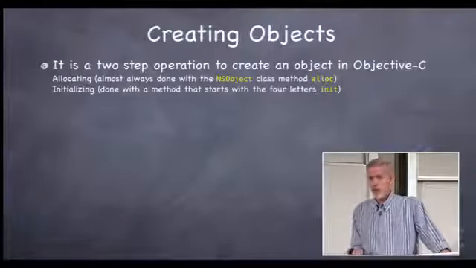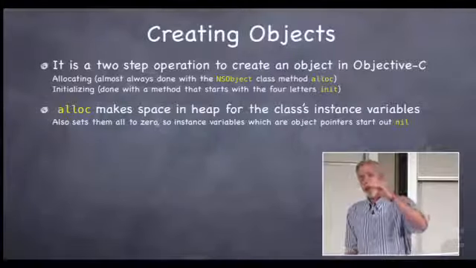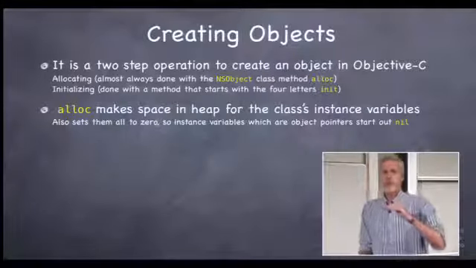Do not separate your allocs on one line and then put your inits on another line. It just leads to bugs. Just don't ever do it. I can't ever think of a case where that's been the right thing to do. You might think of one, but don't do it. Like I say, alloc makes space in the heap that's big enough to include all this class's variables, and it sets them all to 0. So if you have any ints in there, they're 0. If you have any object pointers in there, they're nil.